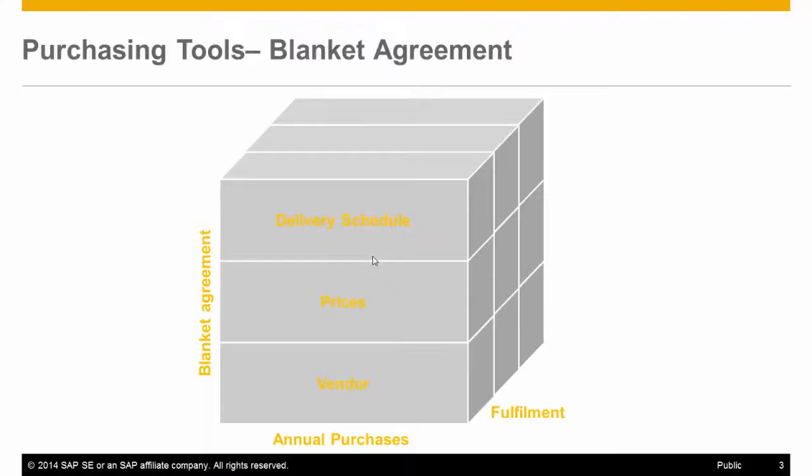With SAP Business One Blanket Agreement, you can plan your purchases for the entire year, including delivery schedule and set prices with your vendor, and then you are able to keep track on fulfillment level at any point in time.